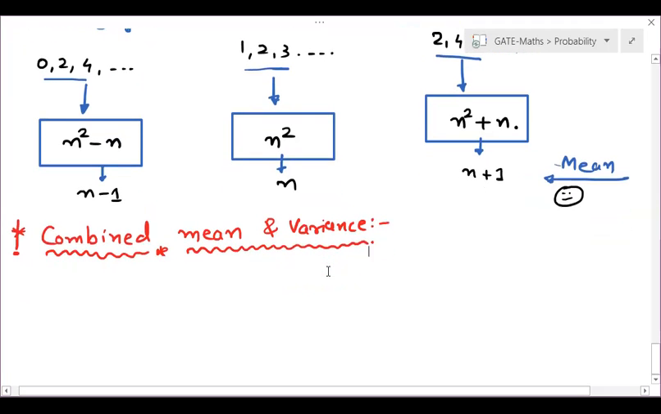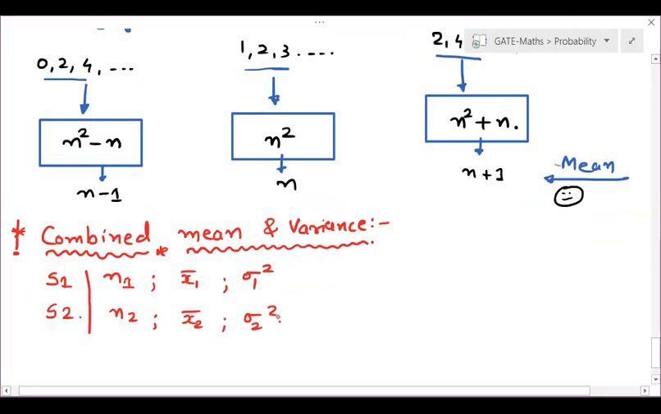Suppose you are having two different sets of data. Suppose this is your first set, set 1, and this is your second set, set 2. In the first set of data, you are having n1 observations. In the second set, you are having n2 observations. The first set has mean x1 bar, and the second set has mean x2 bar. The variance of the first set is sigma 1 square, and the variance of the second set is sigma 2 square.